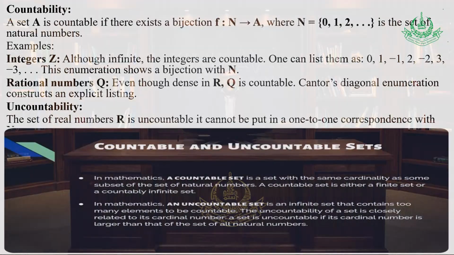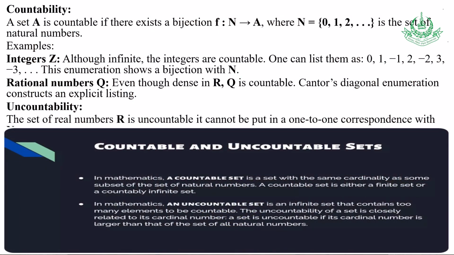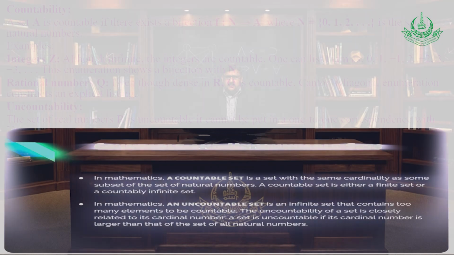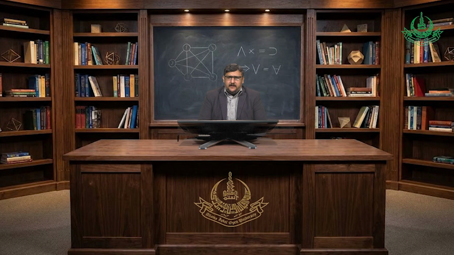Now countability: a set A is countable if there exists a bijection f from the natural numbers N to the set A, where N is usually the natural numbers starting from 0, 1, 2. It is pertinent to mention here that sometimes we consider the natural numbers starting from 1, but in mathematics we consider the element which has no value to be 0.